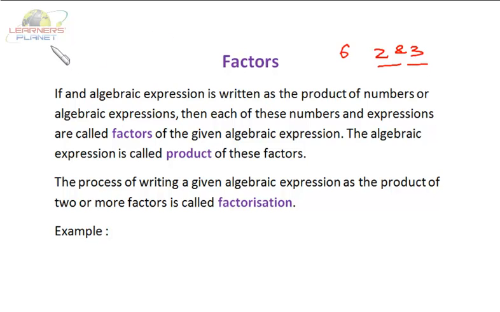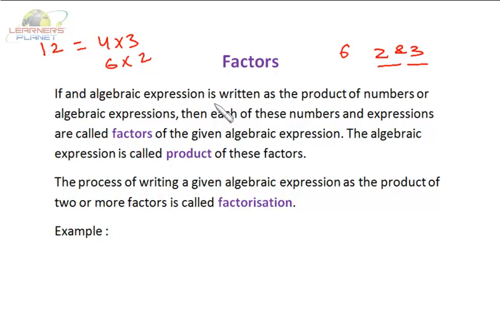Suppose we have any other number, maybe 12. 12 can be written as 4 into 3 or maybe 6 into 2. So 4 and 3 are factors of 12. Similarly, 6 and 2 are factors of 12, and 12 is the product of 4 and 3. Similarly, 12 is the product of 6 and 2. So this is what arithmetic factorization is.